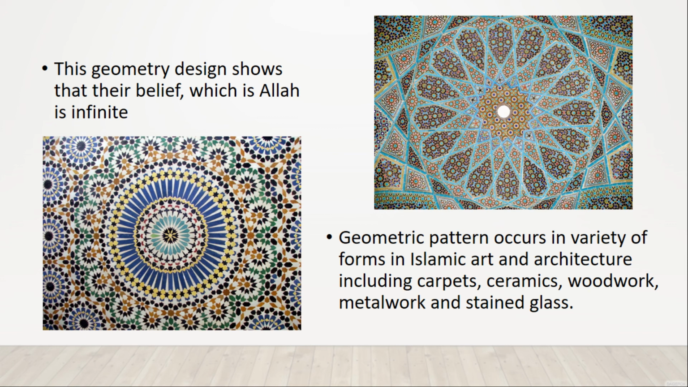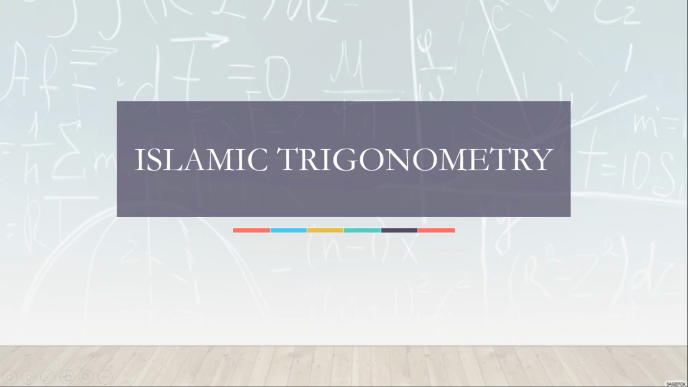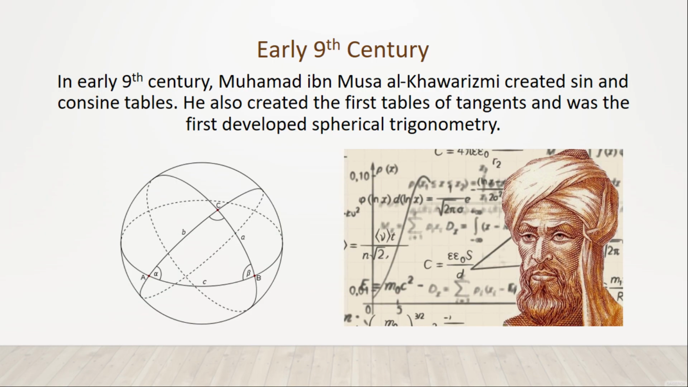The geometric pattern occurs in a variety of forms in Islamic art and architecture, including carpets, ceramics, woodwork, metalwork, and stained glass. Now, we learn about Islamic trigonometry. In the early 8th century, Muhammad ibn Musa al-Khwarizmi created the sine and cosine tables. He also created the first table of tangents and was the first to develop spherical trigonometry.